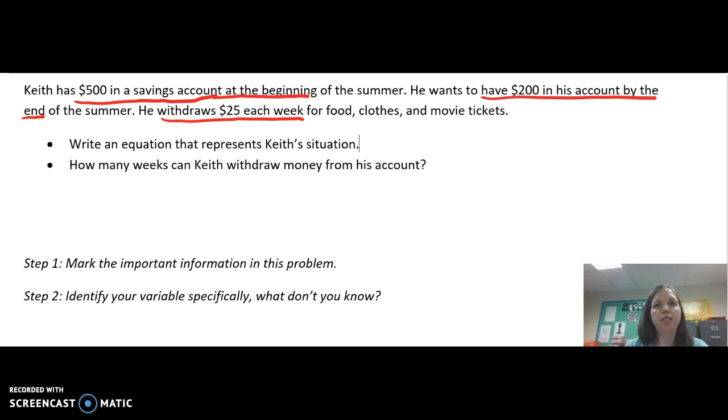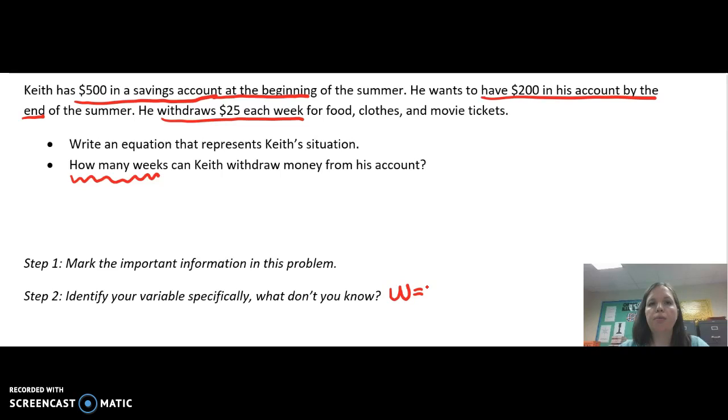then we're going to identify our variable specifically. What don't you know? Specifically meaning, like for this one, what don't we know? We don't know, and sometimes you can just look at the question. We don't know how many weeks Keith can withdraw money from his account. That's the number we're looking for. So I'm going to use W to represent my variable.